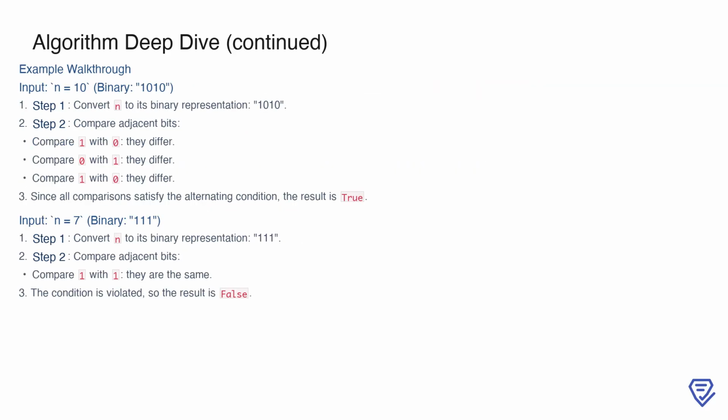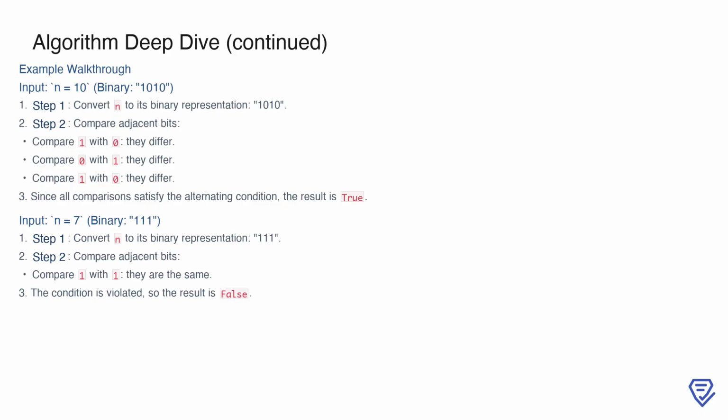Let's walk through two examples to solidify our understanding of the algorithm. First, take the input n equals 10, whose binary representation is 1010. Starting with the first pair of bits, compare 1 with 0. Since they differ, move to the next pair, compare 0 with 1. Again, they differ. Finally, compare 1 with 0, and they differ as well. Since all comparisons satisfy the alternating condition, the result is true.